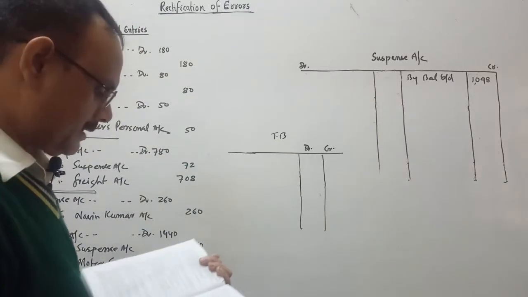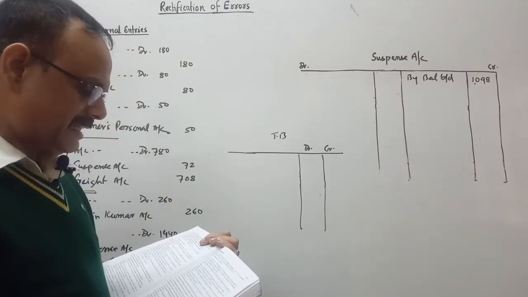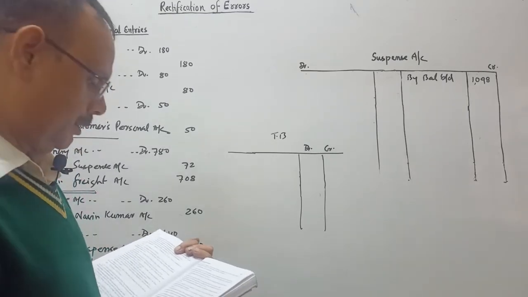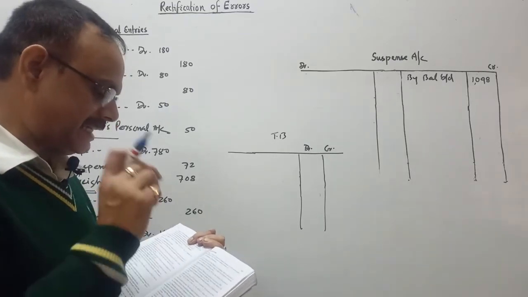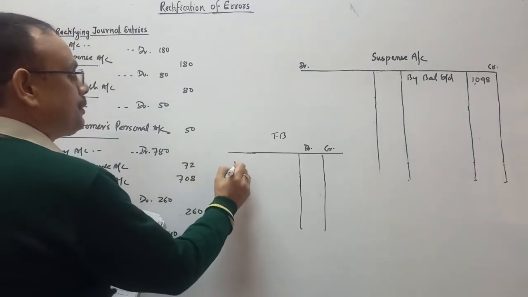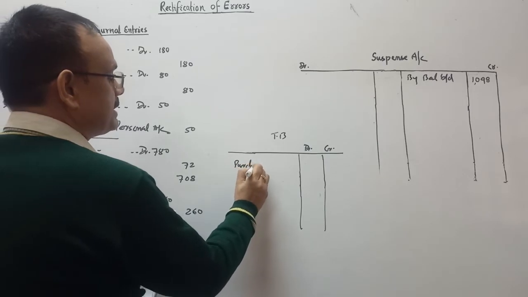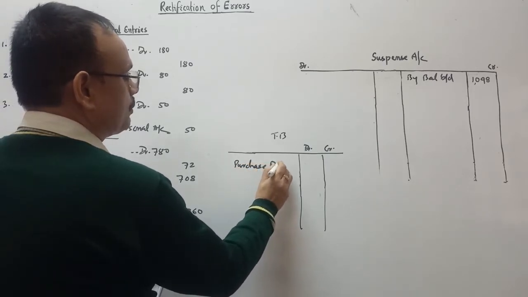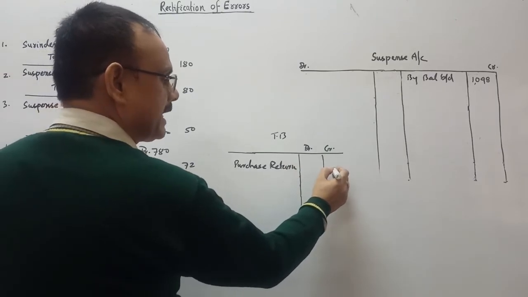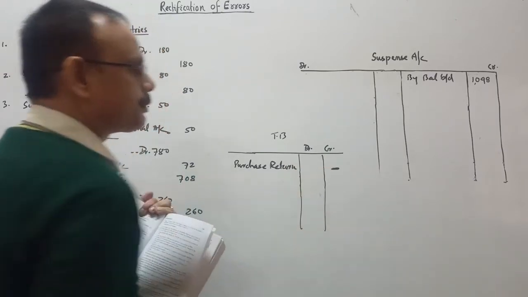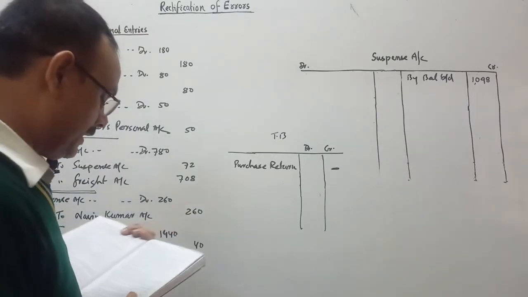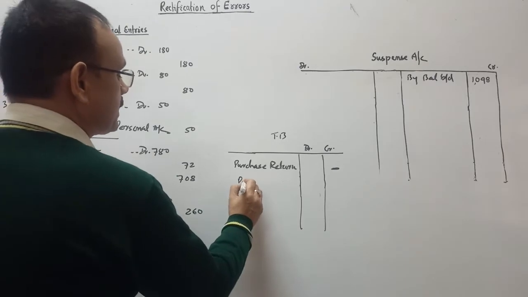The next one is: total of purchase return book 500 was posted to the debit of purchase account. Total of purchase return book should be posted to the purchase return account. Purchase return account, which side? Credit side, this side we have to write. But it is not posted to the purchase return account, it is posted to the purchase account.